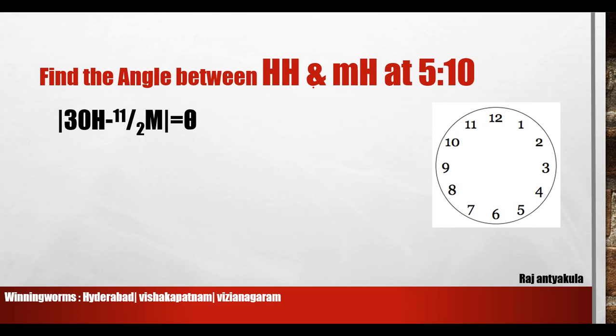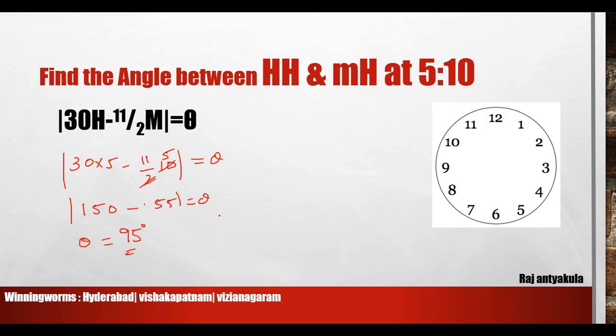Find the angle between the hour hand and minute hand at 5:10. Here at 5:10 we have to find what is the h value? H value is 5. So 30 into 5 minus 11 by 2 into the minute value. M value is 10, which equals theta. So 30 into 5 is 150, minus 11 by 2 into 10, which is 55. So the angle is 150 minus 55, which is nothing but 95 degrees. So theta equals 95 degrees.